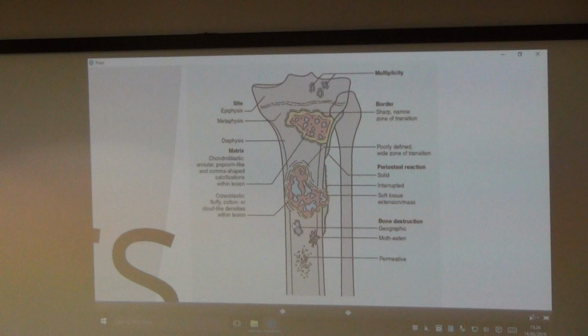And as you expand, the bone has time to react to it and wall it off, and that's the neocortex, which is a non-aggressive feature. So aggressive features are the soft tissue mass, and growth through the bone where the bone doesn't have time to grow around it, shown by the absence of a neocortex. And then this thing called wide zone of transition.